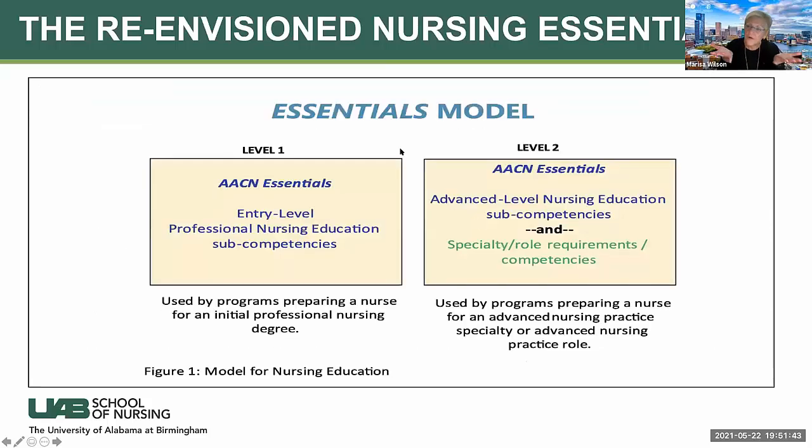We have a 2-level model now. We've got the essentials at the entry to practice level and the essentials at the advanced level. So the entry to practice, again, are those coming in with an initial degree, and advanced are those coming in to get a master's or a DNP.